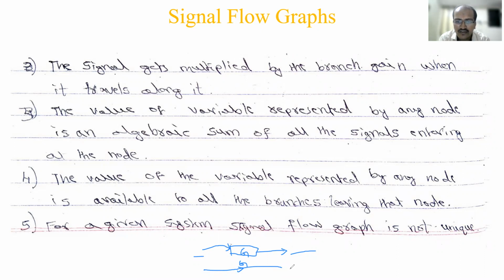It is the same way in the control system. Gains are multiplied as the signal travels along the path, and we represent the gain with respect to that arrow. We'll see that, so don't worry now. This is the property to understand.